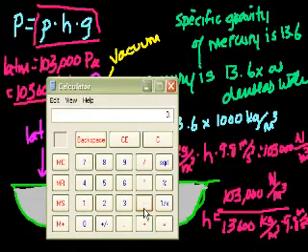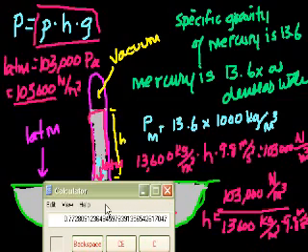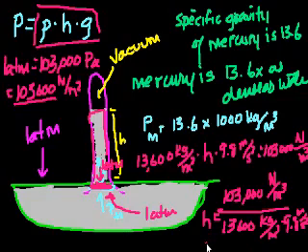Now let's just do the math. So let me type this in. Well, I'll use the pointer. 103,000 divided by 13,600 divided by 9.8 equals 0.77. And we were dealing all with Newtons. So height is equal to 0.77 meters.